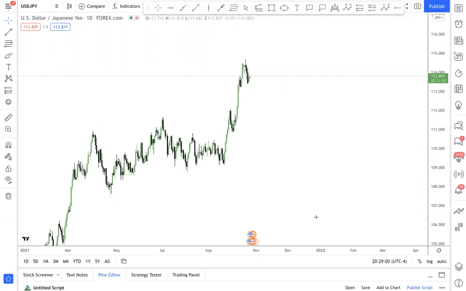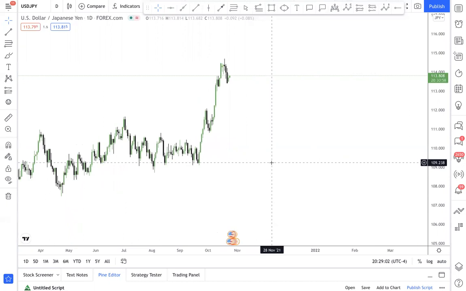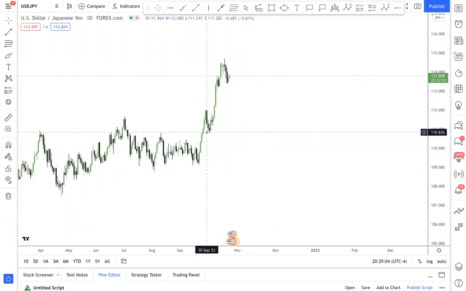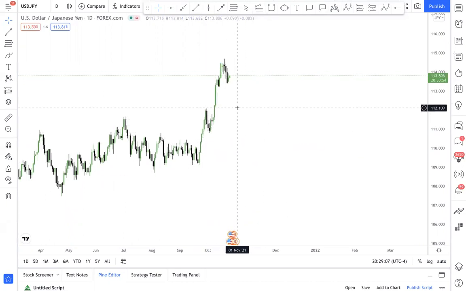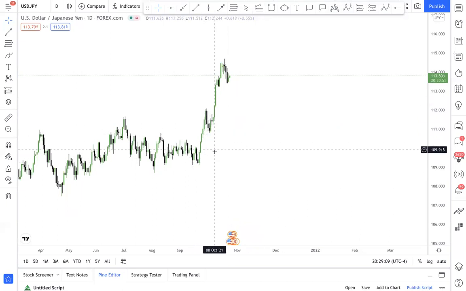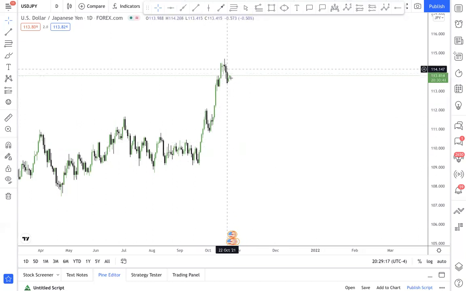And we're looking for POIs to retrace into, okay? So we're obviously trying to buy low. Okay, we're obviously trying to buy at a discount price. Okay, premiums and discounts is a whole other lesson. We're not going to get into that. But you're obviously looking to buy on the retracements here.